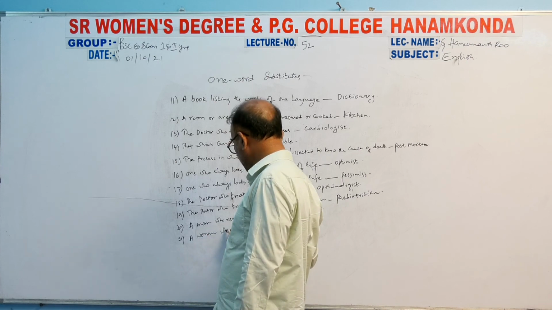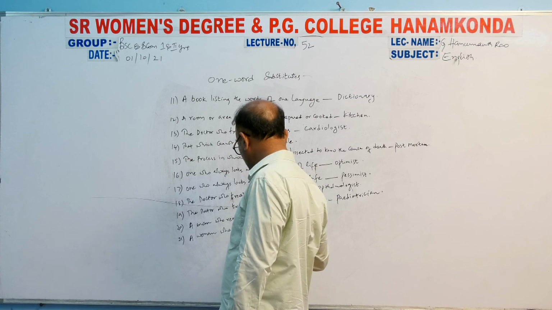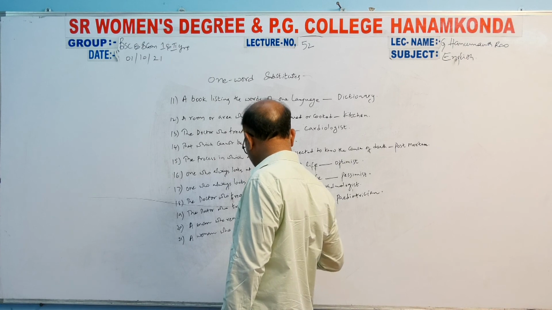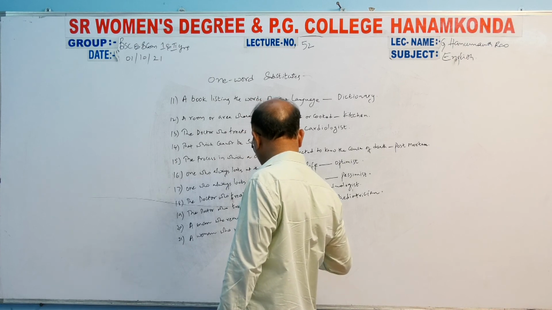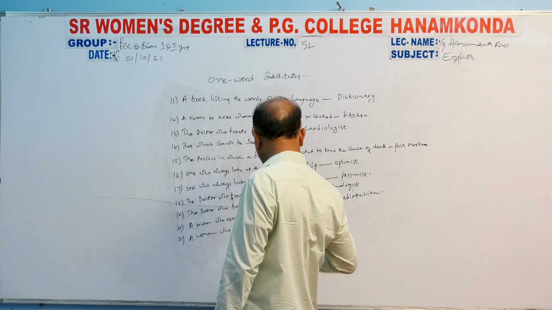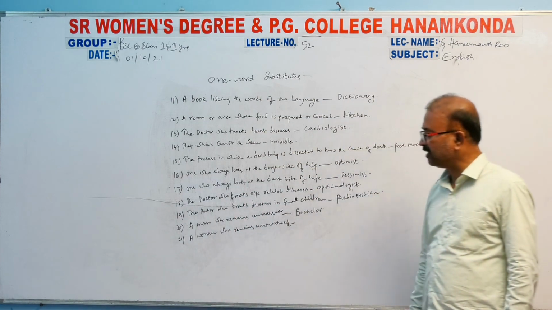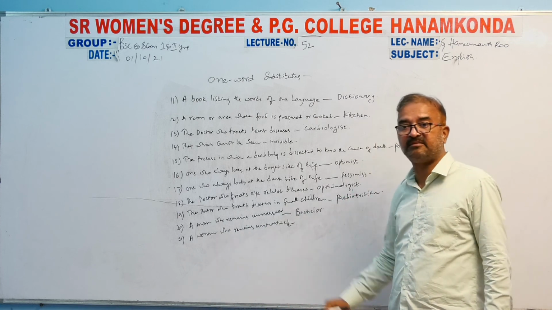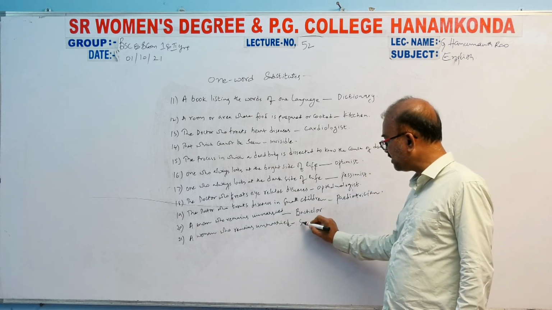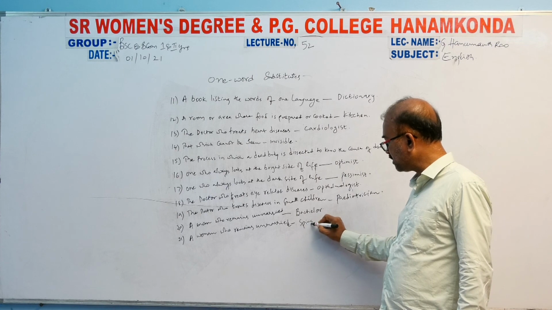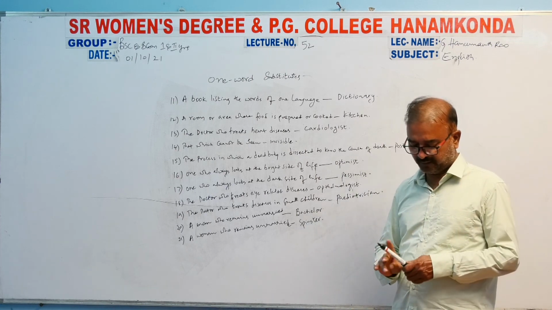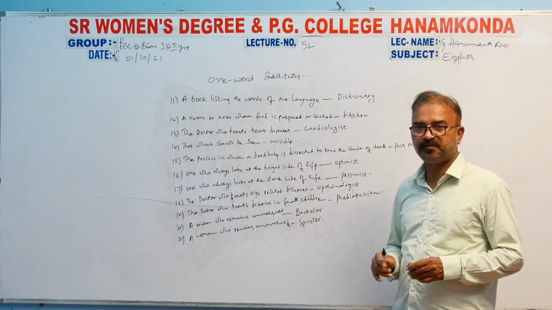A woman who remains unmarried. Here it was a man who remains unmarried, now here it is a woman who remains unmarried. It's called a spinster.